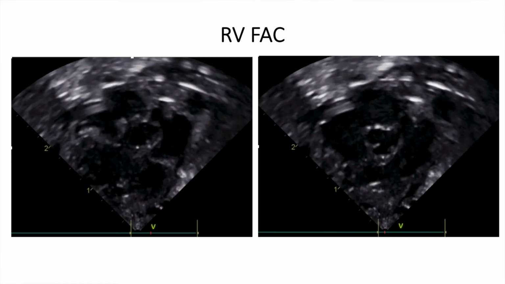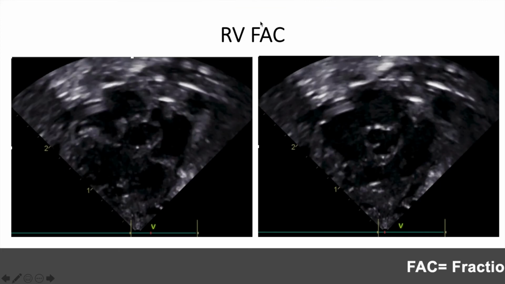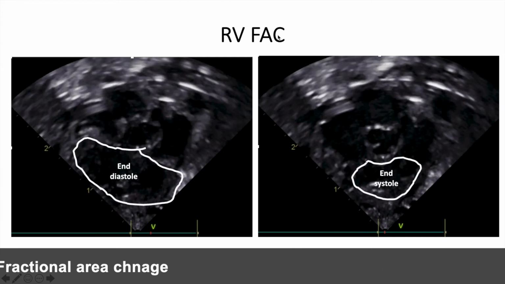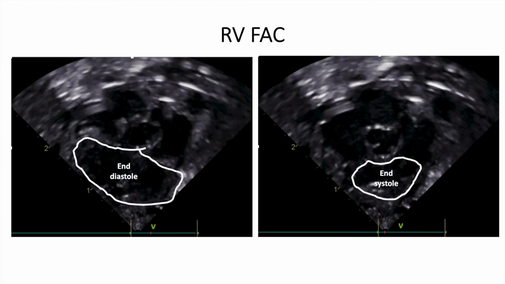Another thing we look at is the RVFAC, which is the fractional area change. Basically we trace the RV cavity at the end of diastole and at the end of systole. The software will calculate the difference between these two areas, which is basically the RVFAC, which you can also calculate from the apical 4-chamber view. And as you know, the FAC is a marker of RV systolic function.